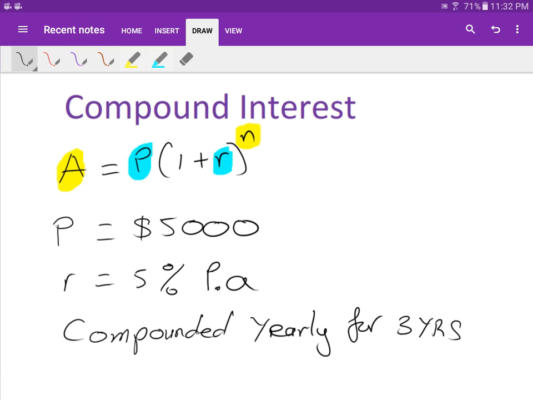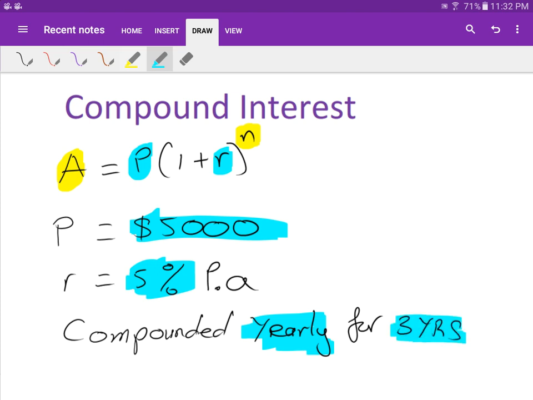Let's organize this first. Step number 1, you have to figure out each of those. P is 5,000, that's how much you put in the bank. R, the interest rate, is 5% because they pay you yearly, so 5% per year. Every time they pay you 5%, and you leave it there for 3 years, so they pay you once a year, and in 3 years they pay you 3 times.